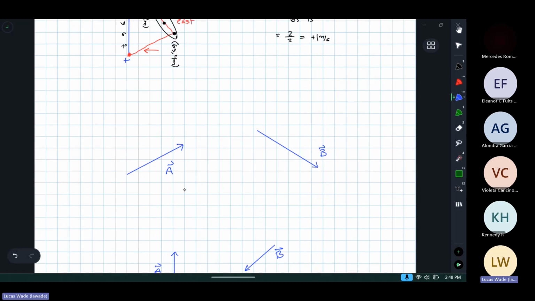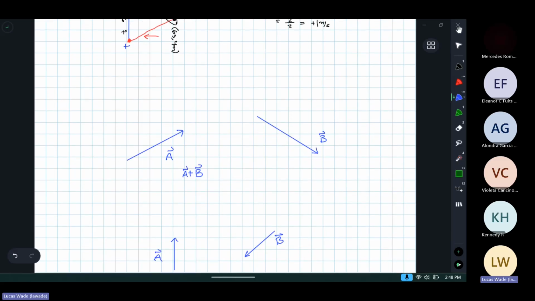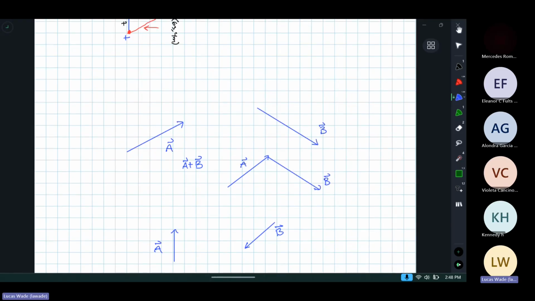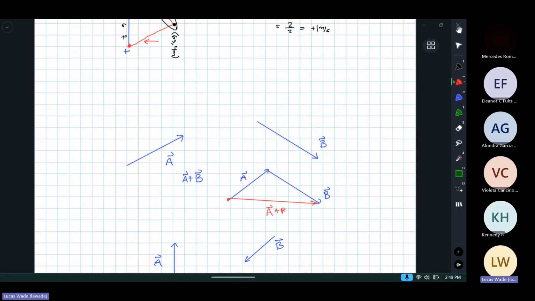So for instance, if I'm trying to find A plus B for these first two vectors, I imagine myself walking along A first, then walking along B. A plus B, the resultant, is the shortcut I could have taken. I could have, from my starting position, walked straight to the ending position. So this is A plus B. That's the shortcut I could have taken.